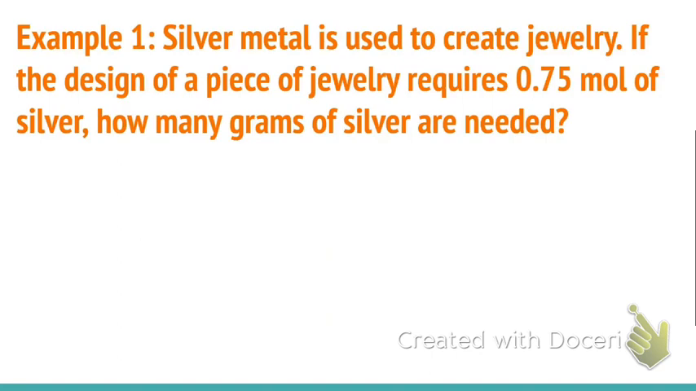So we're going to dive right in with our first example, working out a conversion. The first thing is we have silver metal. It's a lot of times used to create jewelry. So if a piece of jewelry requires 0.75 moles of silver, how many grams are needed? Just like when we did Avogadro's conversions last week, we should be able to identify a given and what it's asking us to solve for. So our given, it's important to recognize that it's 0.75 moles, but also what it's of. So we have silver.